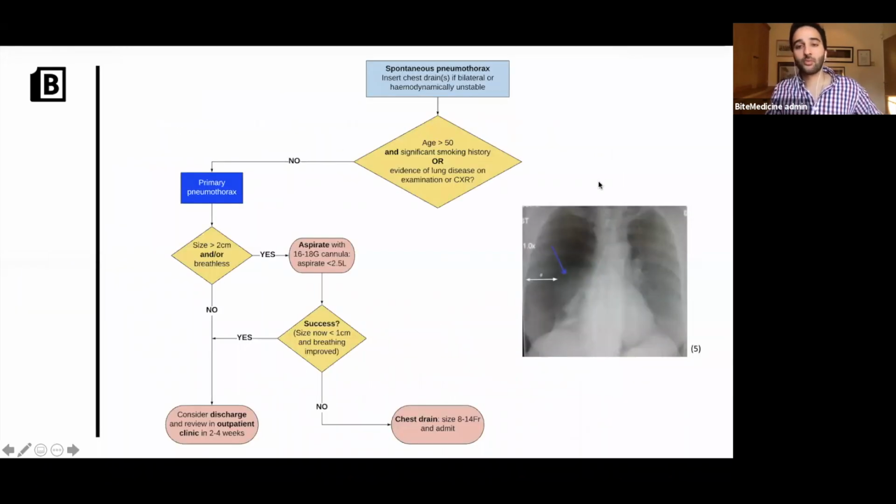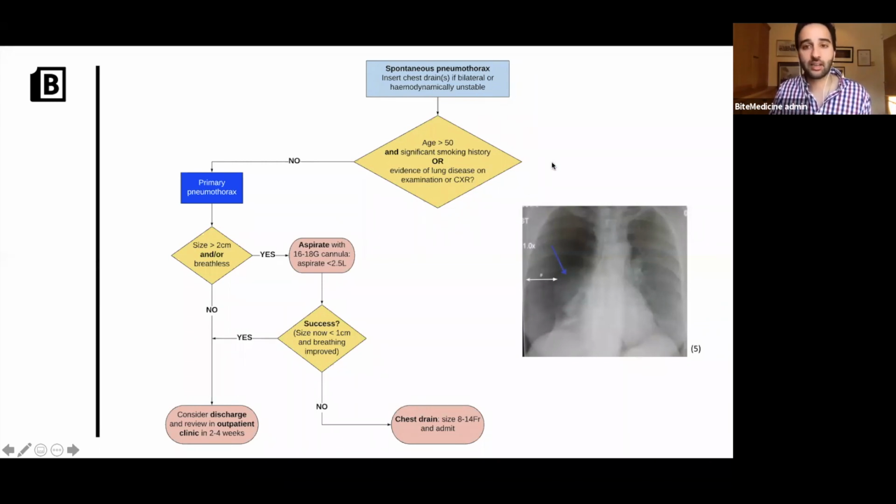So we're going to break this down into management of a primary pneumothorax and a secondary pneumothorax. These are obviously spontaneous pneumothoraces, directly adapted from the British Thoracic guidelines. This chest X-ray is just to remind you how to measure the pneumothorax. Let's start at the top. In our chap, we think he's had a spontaneous pneumothorax. He's not hemodynamically unstable, and it's not bilateral, so we don't need to think about chest drains or anything like that.